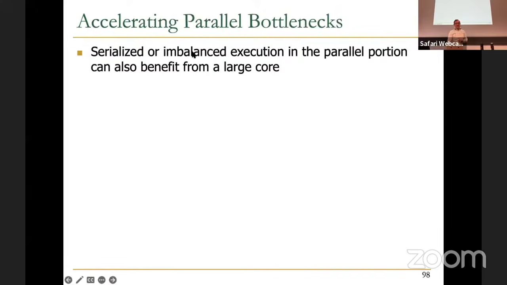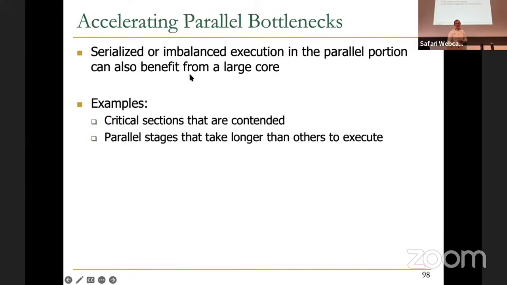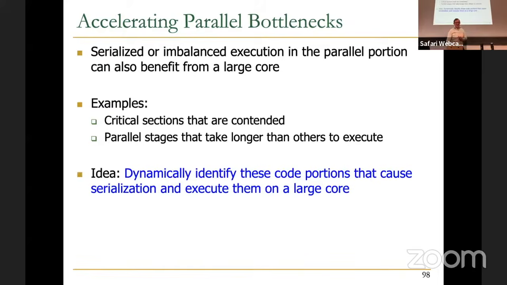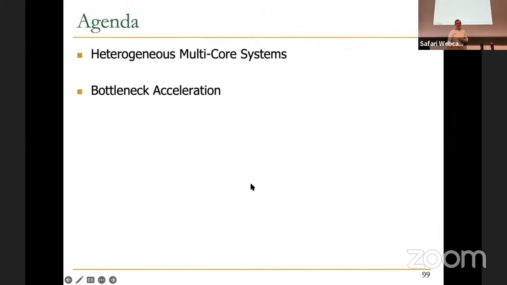Other parts of the code actually can also benefit from a large core. For example, critical sections that are contended, parallel stages that take longer than others to execute, they could be shipped to the large core, right? If you have a large core. And we're going to see that. And the general idea that we're going to examine in the rest of the lecture after the break is to dynamically identify code portions that cause serialization and execute them on a large core.